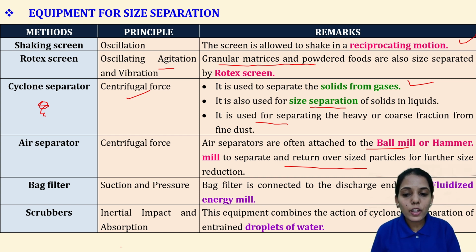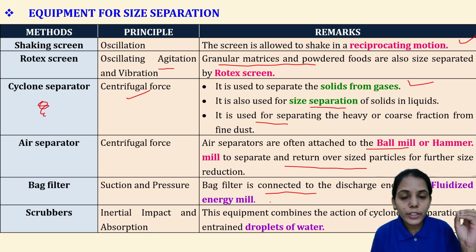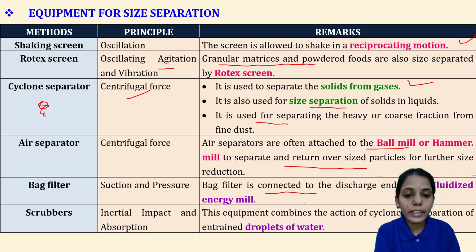Bag filter: suction and pressure are applied. The bag filter is connected to the discharge end of the fluidized energy mill, which we have seen for size reduction. There only bag filters are applied. If the size is larger, it will come back to the fluid energy mill. Scrubbers: inertial impact and absorption is the principle. This equipment combines the action of a cyclone for separation of entrained droplets of water.